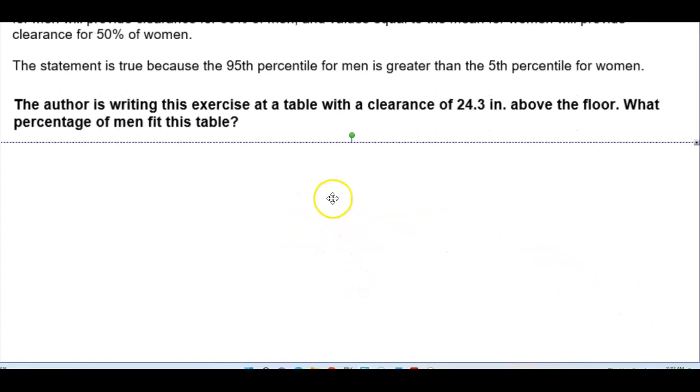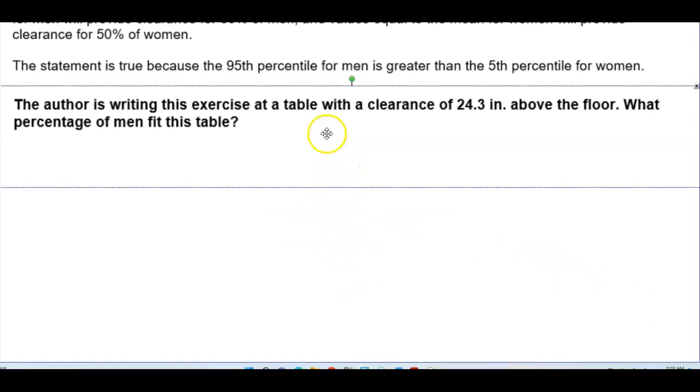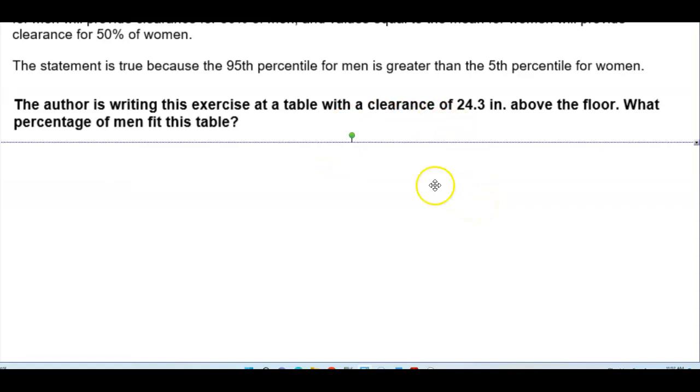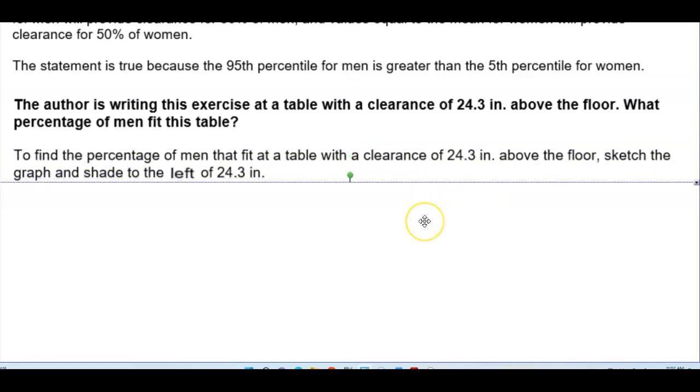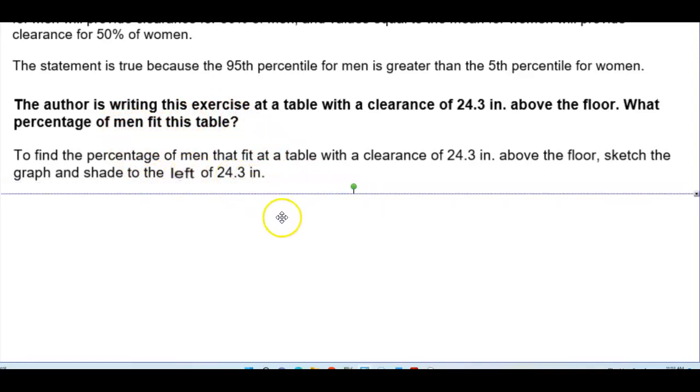Now, the author is writing this exercise at a table with a clearance of 24.3 inches above the floor. What percentage of men fit at this table? To find the percentage of men that fit at a table with a clearance of 24.3 inches above the floor, we want to sketch the graph and shade to the left of 24.3 inches, because we want to figure out the percentage of men that can fit at 24.3 inches.